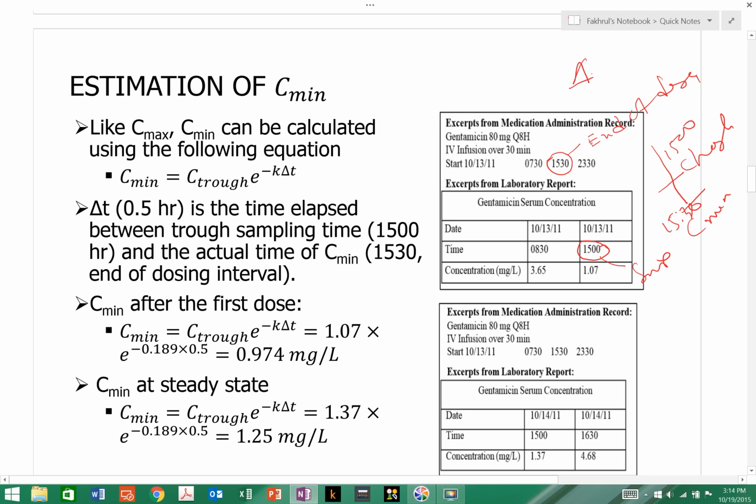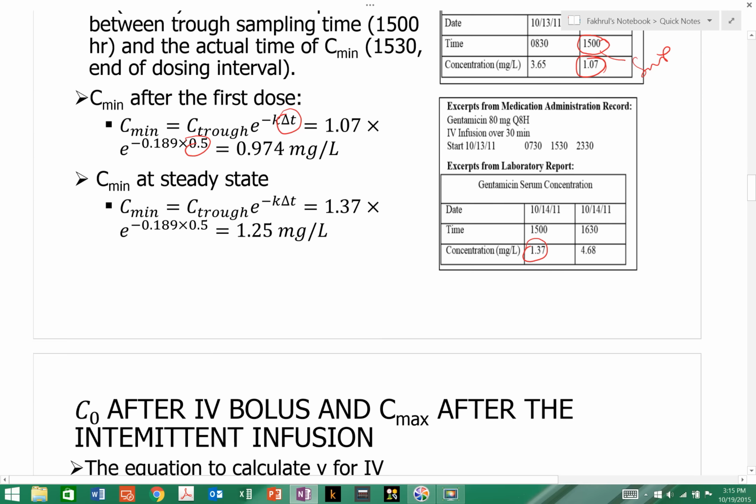So I will ask a question to calculate delta T only. If you know the delta T, you see here, it's easy. Delta T is 0.5 and you have to use C trough, which is this one, and in this case Cmin at steady state, again C trough, and then time is set. So this is easy.